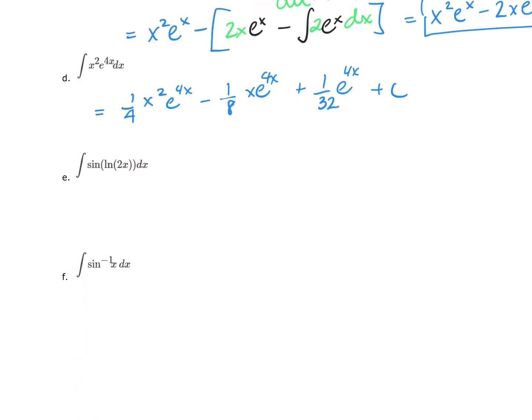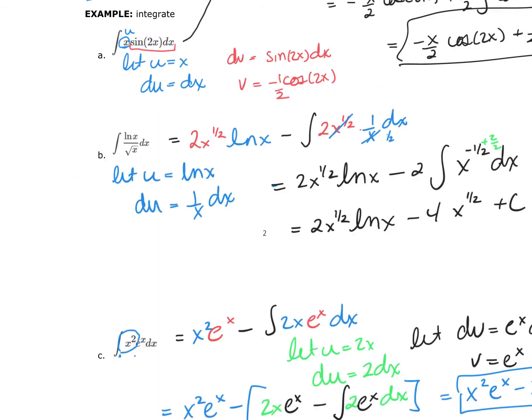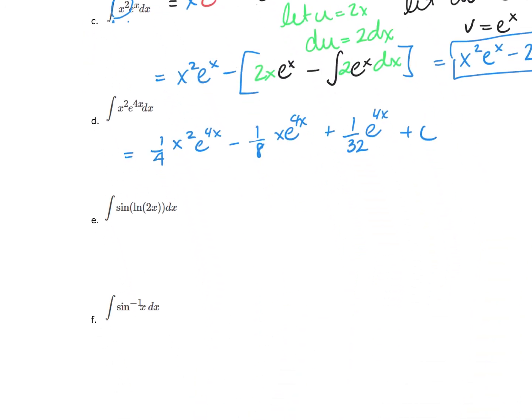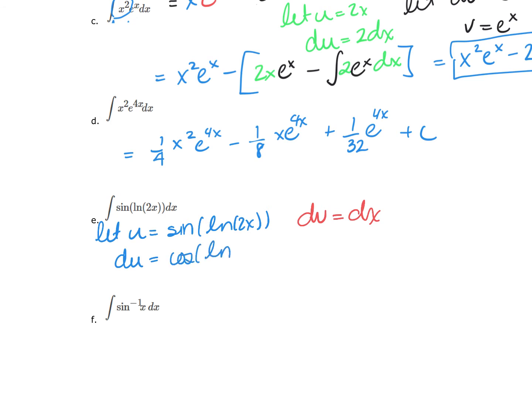Okay, looking at e, of course, I'm going to go through my integrations here and which ones I'm going to do. So logs go first, inverse trigs, algebra, trig, exponentials. So f and e I'm going to do similarly. I'm going to let u equal the sine of the natural log of 2x. And then I'm going to let dv equal just dx. du is going to equal the cosine of the natural log of 2x multiplied by 1/x. Then v is equal to x.